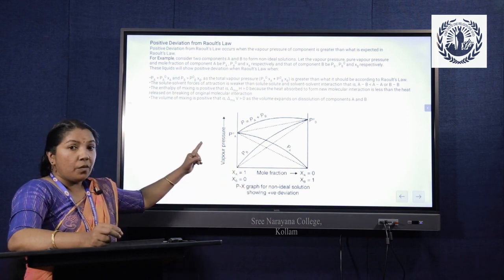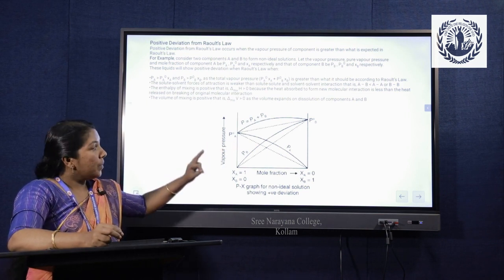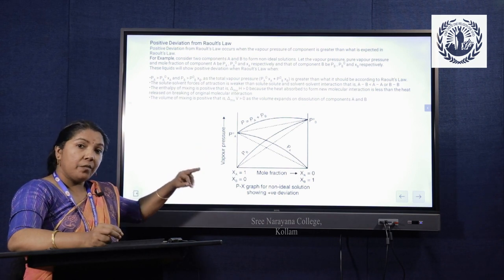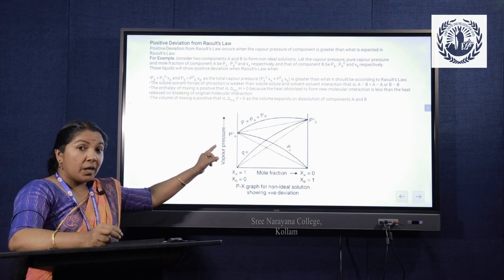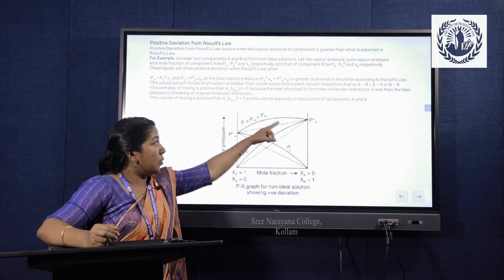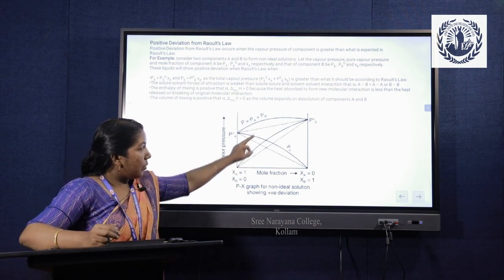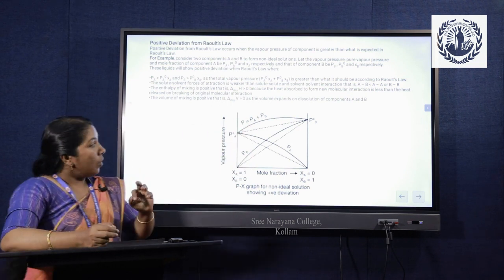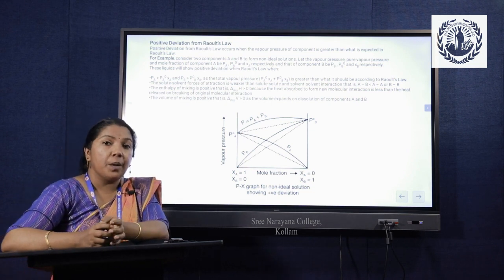P0A is the vapor pressure of pure component A and P0B is the vapor pressure of pure component B. The dotted lines represent the graph as per Raoult's law. This is the graph we have discussed in the previous slide. In addition to the dotted line, you can see a deviation, that is a graph going upside to the dotted line in all components, that is for PA, PB and also the total vapor pressure. So this shows that the solution is showing positive deviation from Raoult's law.